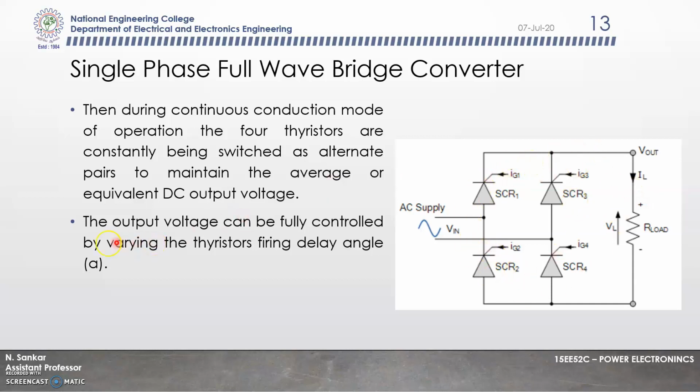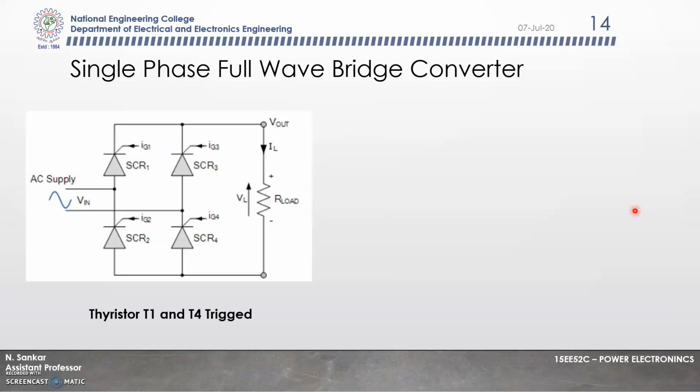If the firing angle alpha is 0, it will simply act as a normal single phase full wave uncontrolled bridge converter. So based on that firing angle, the output voltage can be controlled. Let us see how the current travels when you trigger thyristors 1 and 4.